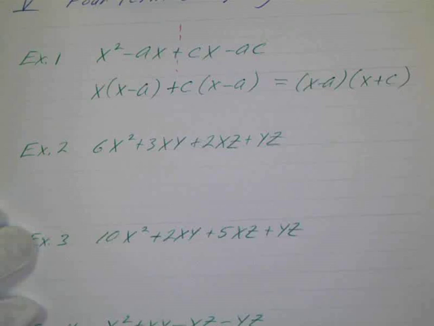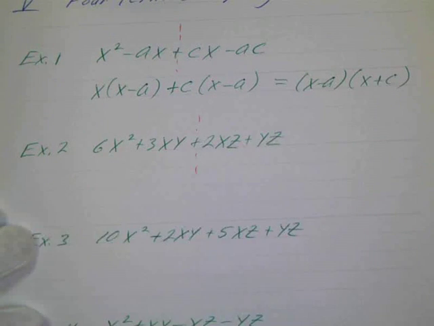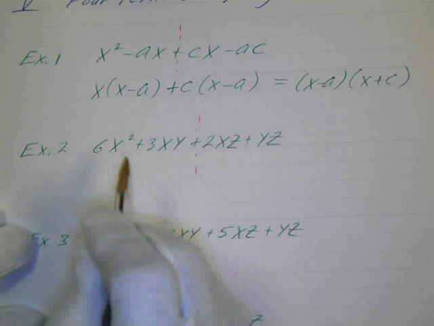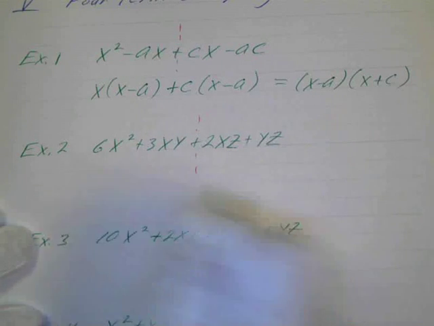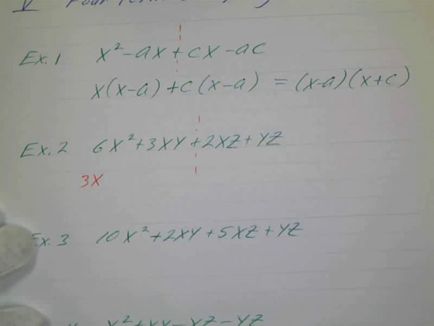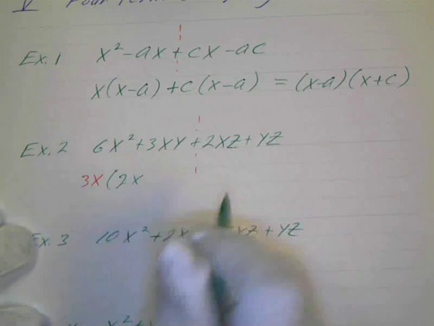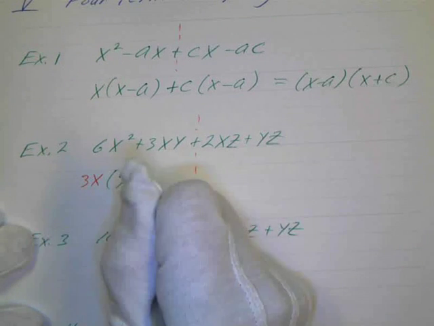Okay, let's take a look at example number 2. And again, we'll group it down the middle. And out of these 2 terms, it looks like I can take out an x, and I'll put that in red this time. So I'll take 3x out here. That's going to be my common factor. And what's left in the first term? 2x. And if I take a 3x out here, plus y.